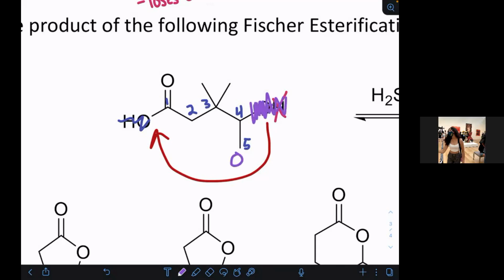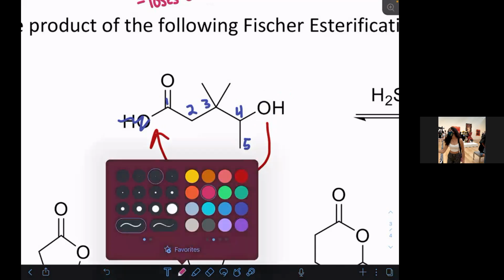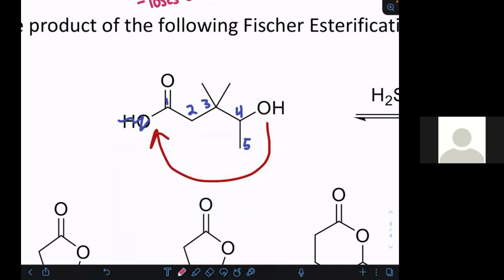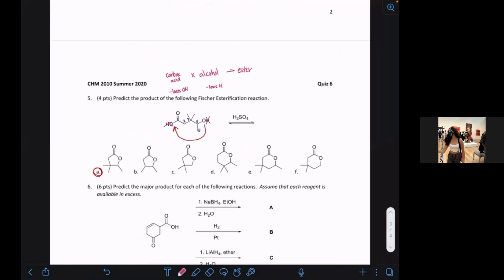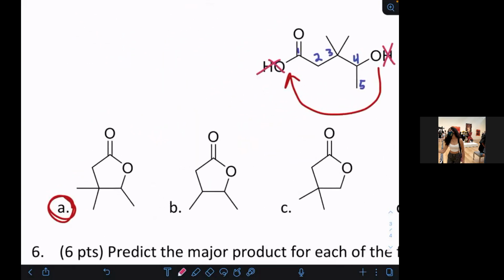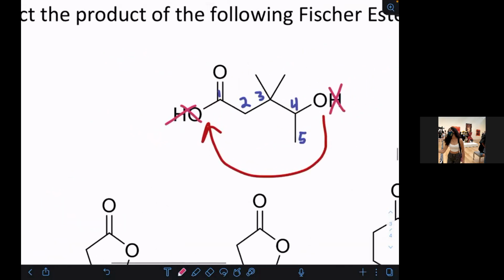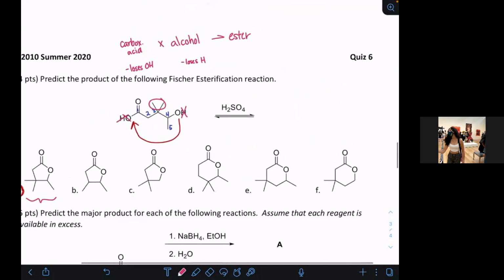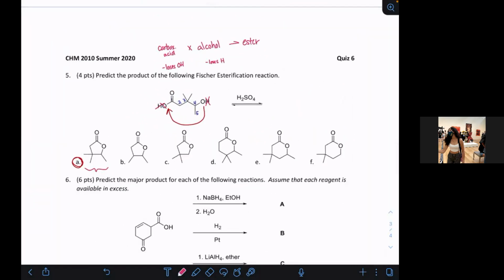So number 5 will be true, and then just make a circle like that. It's hard to explain, but it's easier to make a circle that way. There we go. So it's a 5 carbon ring, so it's only one of these two. And then you aren't losing any of your dimethyls right here on 3. So A. Cool.